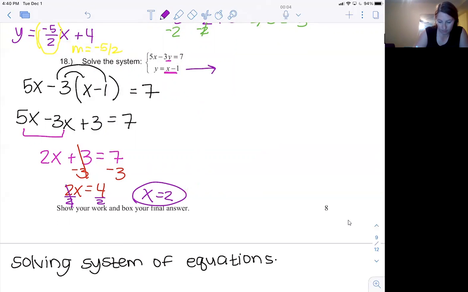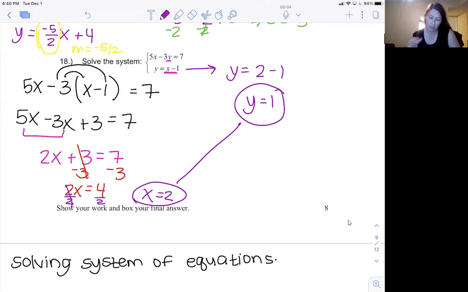I'm going to do this one because it's set up nicely, where I'm trying to find y and I have y equals something. So y equals x minus 1. Instead of x, I'm going to put 2. So 2 minus 1, which is just 1. So these are my answers. So that's not too bad.